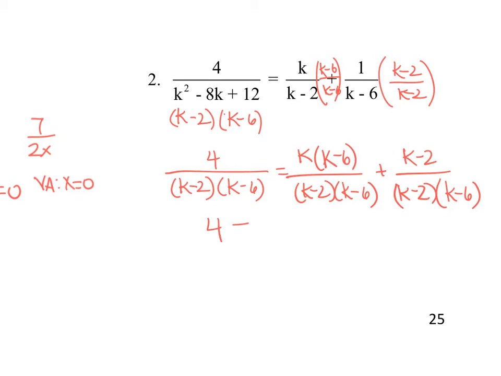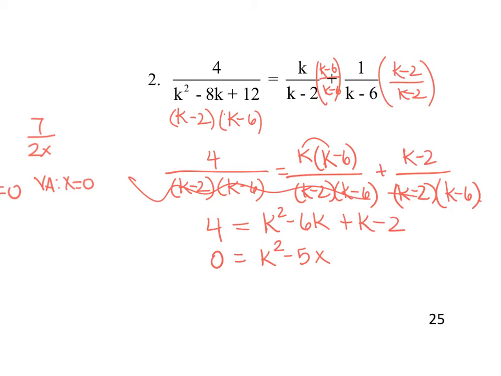So what you get is 4 equals, I am going to distribute this, k squared minus 6k plus k minus 2. Again, you have a quadratic, so we're going to set it equal to 0, combine our like terms, and we're going to factor. Oops, this is a k. What are our 2 factors of -6 that add up to -5? -6, positive 1. When we solve those, we get k equals 6 and -1.